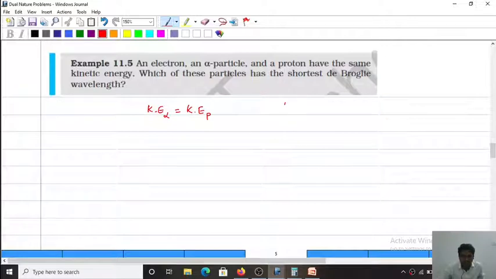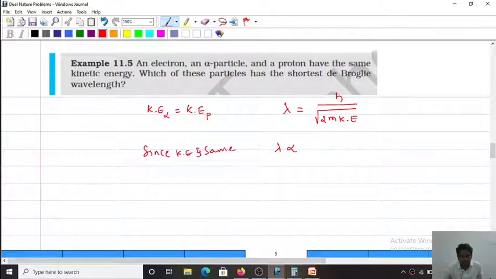The de Broglie wavelength is generally given as lambda equals h by, in terms of kinetic energy, under root of 2mKE. Since both the particles have the same kinetic energy, lambda is inversely proportional to under root of m.